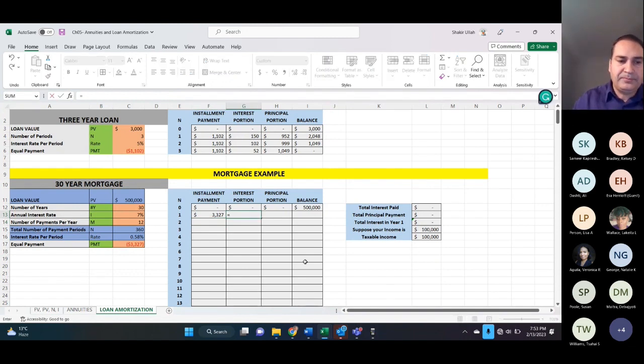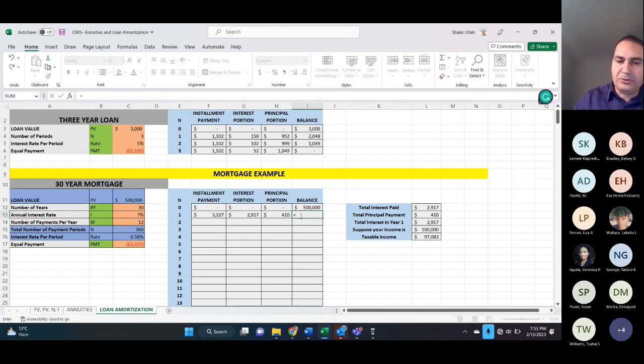That should be equal to the periodic interest rate. Let me make that fixed with the F4 button again, and multiply this with the balance, because I'm paying the interest on the loan balance. So out of this 3,327, 2,917 goes towards interest, and the remaining goes towards the principal. So that is my total installment payment minus my interest payment. 410 goes to reduce my loan balance.